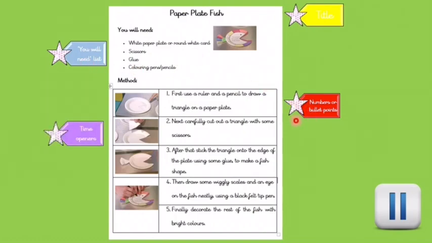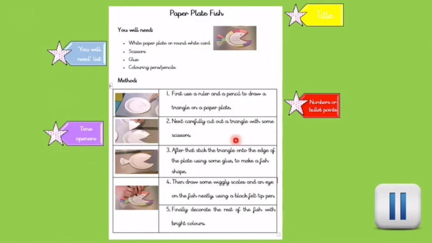The next feature of instructional writing is time openers. So you will see here there is first, next, after that, then, and finally. And the reason we have time openers is it tells you a little bit more about the instructions. So this, for example, tells you that's the first thing you need to do. And finally, at the end, when you're reading it, it tells you that you are on the last step. So you might include some time openers in your work when you are writing instructions later in the week, similar to these ones. So we've got first, next, after that, then, and finally.